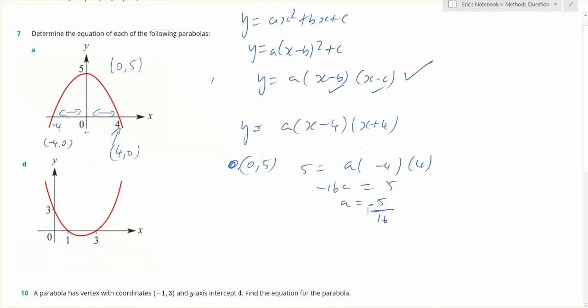So that's negative 5 on 16. Therefore our equation would be y equals negative 5 on 16, (x minus 4)(x plus 4). And we're done.